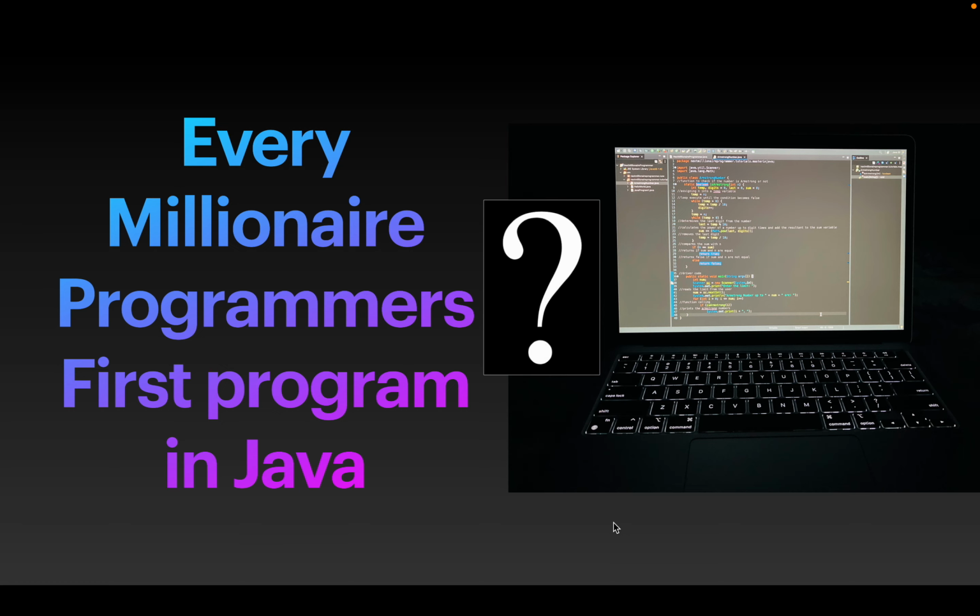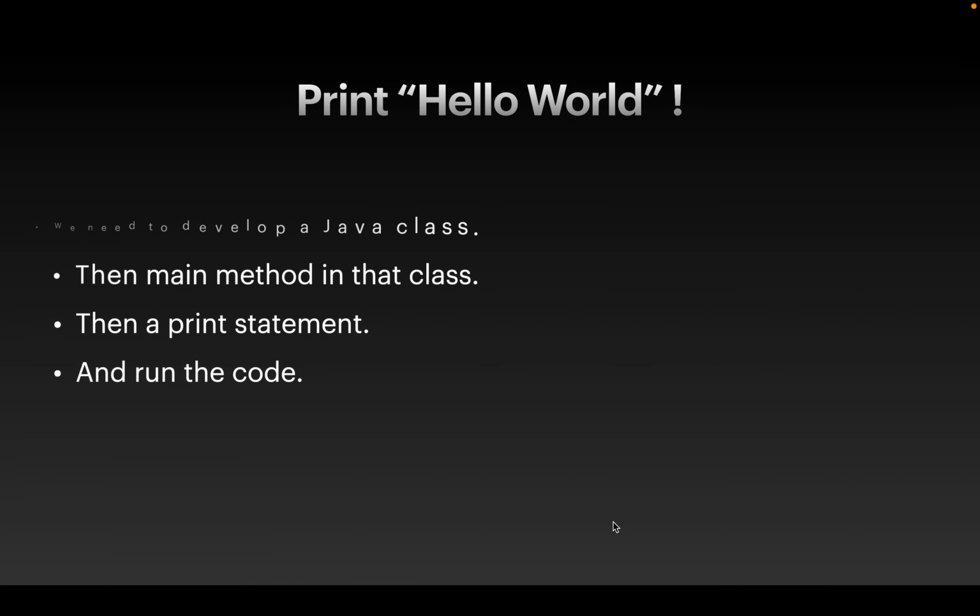So in this section we'll learn our very basic Java program. Every programmer across the world starts with an interesting program called Hello World. So let us see how we can develop the Hello World program. I will develop this program using Java. For that we need to develop a Java class and we should have a main method in that class.